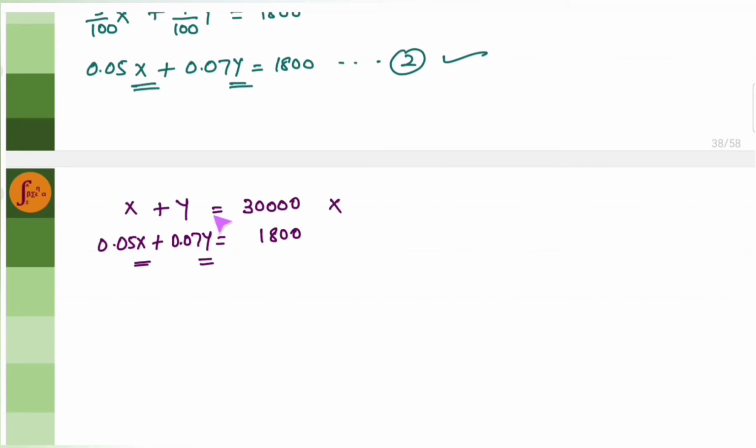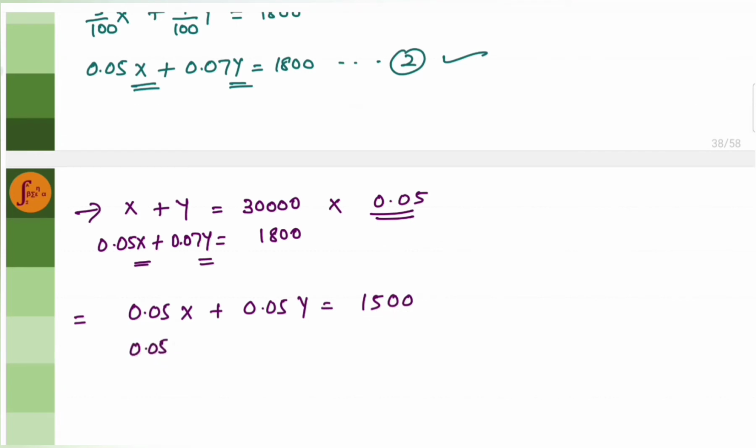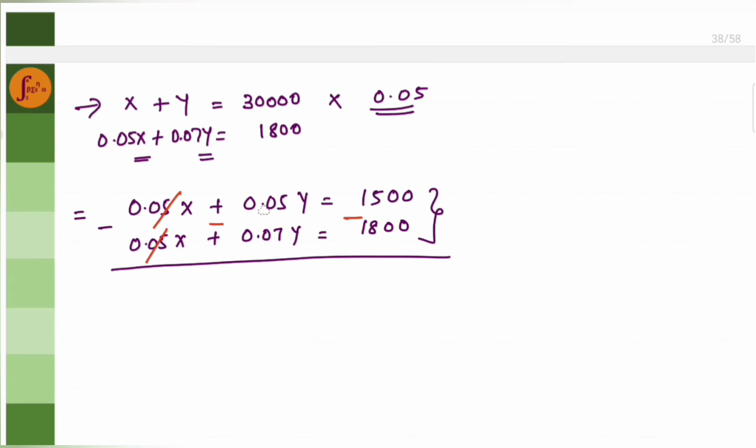To solve for X and Y, let's multiply the first equation with, say, 0.05. If you multiply this full expression with 0.05, the X terms are going to get cancelled and we can find out the value of Y. If you multiply, you're going to get 0.05X plus 0.05Y is equal to 1,500. Then we'll write the second equation as it is, and we're going to get 1,800. Now we'll subtract both of these. If you subtract, the X terms are going to get cancelled. Subtracting 0.05 from 0.07, we're going to get minus 0.02Y is equal to minus 300, which means Y is 15,000.